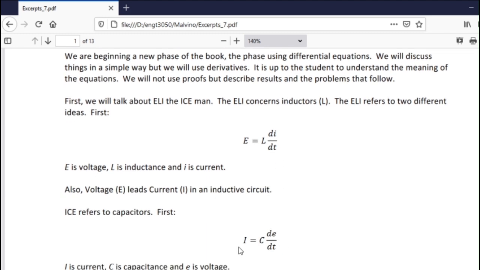For a capacitor, it's I equals C dE over dt. So it's ELI and then ICE. Those are the two equations that you can tuck away and remember, and then maybe sometime you would actually be able to use those. But for right now, we're just going to say ELI and ICE, and then we're going to go ahead.